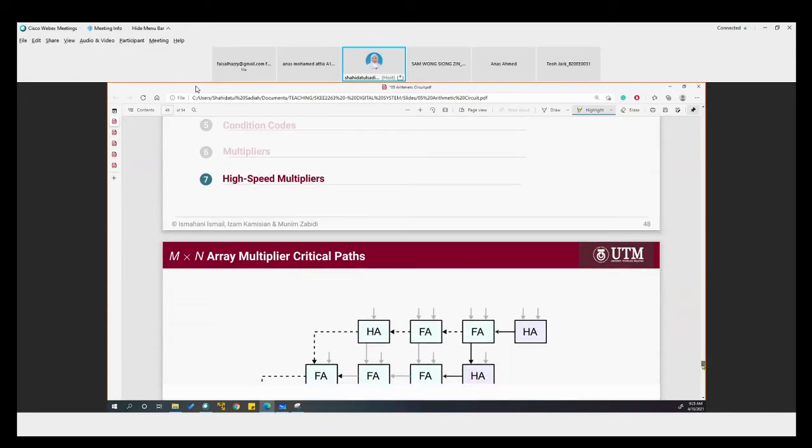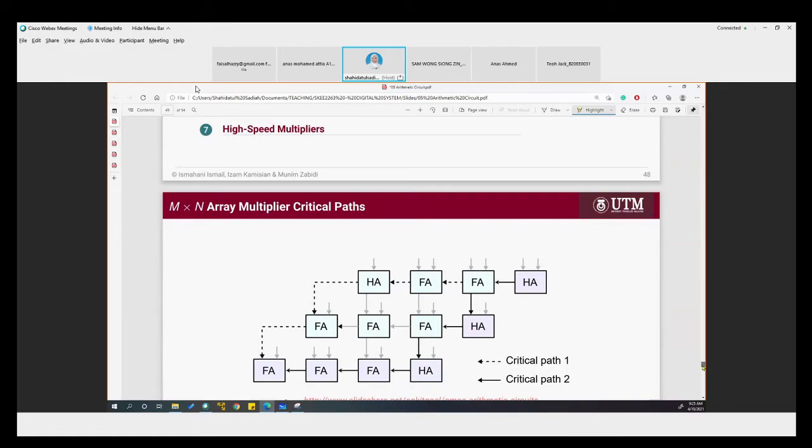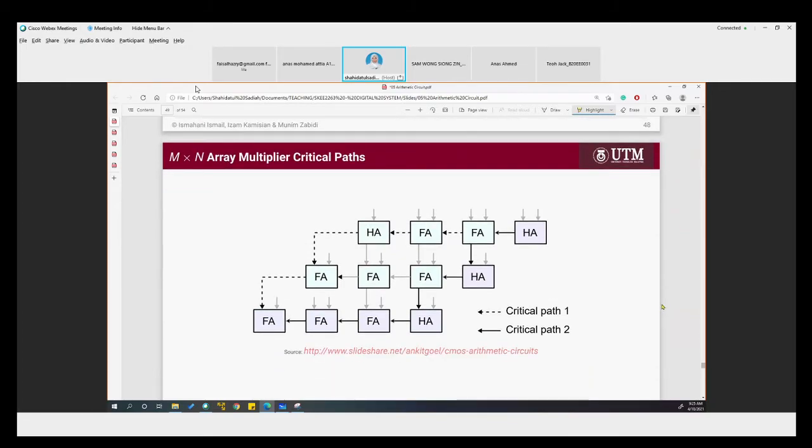Now we're going to see the speed of the multiplier. So in a ripple carry array multiplier, the critical path, we have two critical paths. So this path and this path.